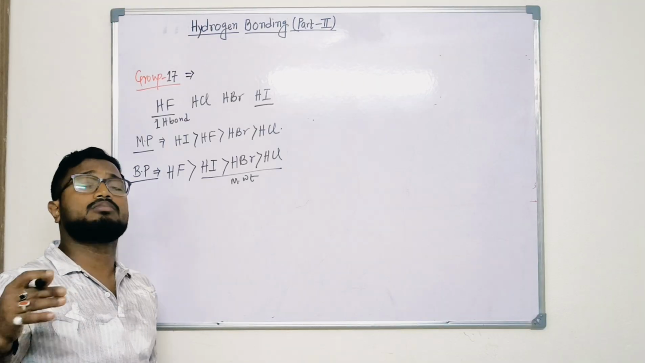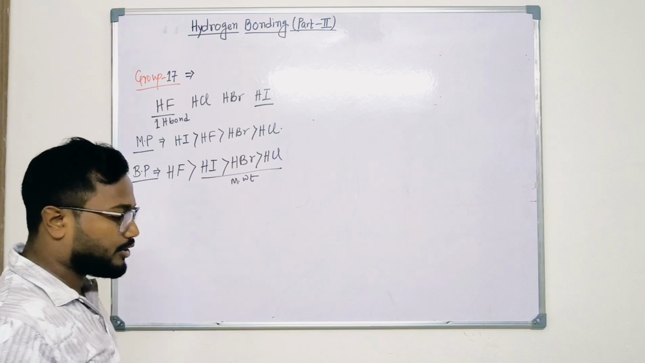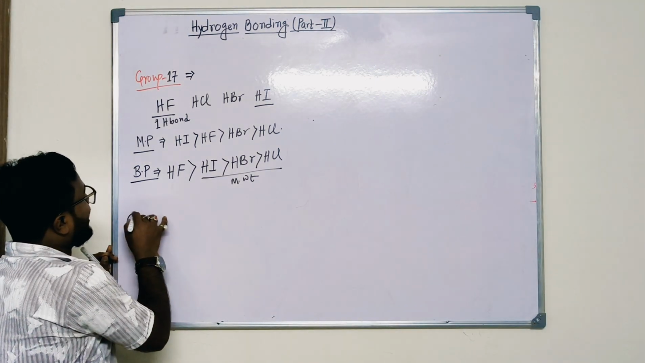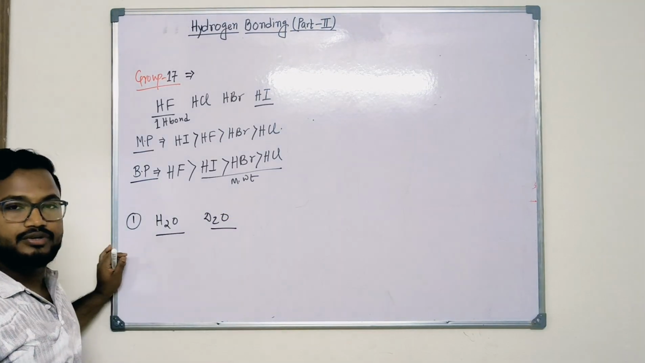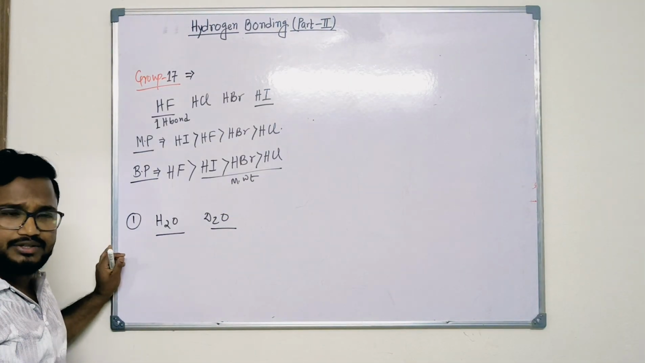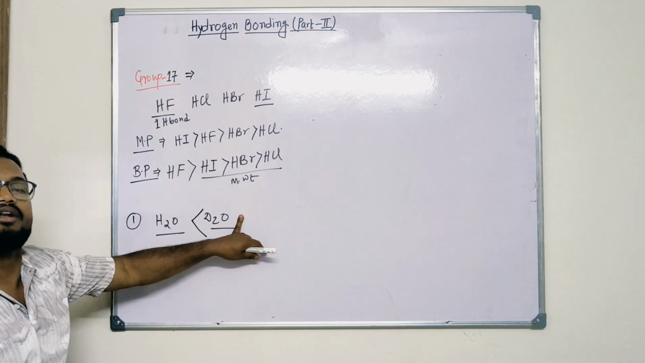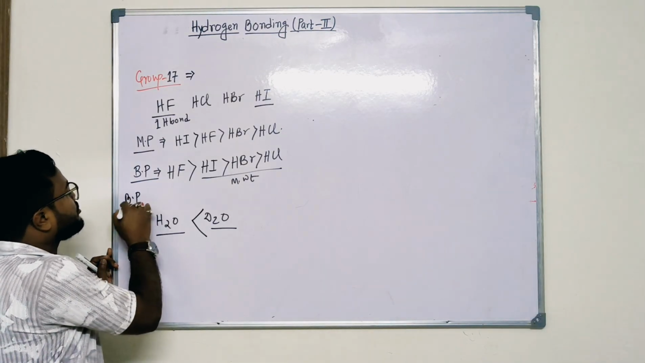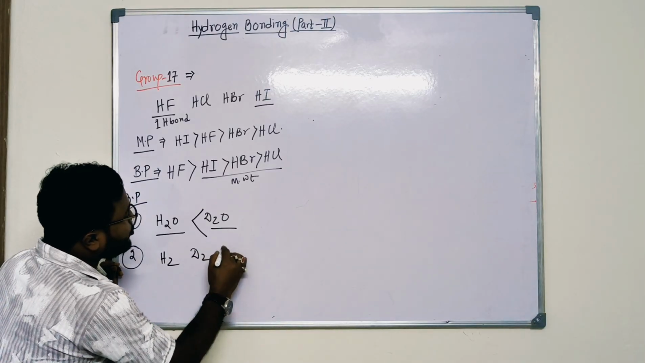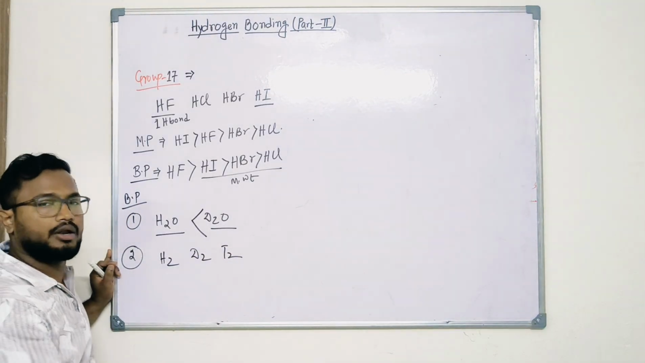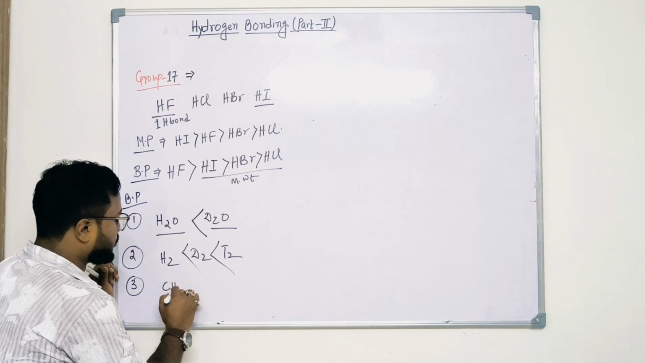Let us take a few more examples of hydrogen bonding related to melting and boiling point of molecules. For example, I have taken H2O and D2O. We have taken two isotopes, both showing hydrogen bonding, both have a better tendency. But D has more molecular mass. As a result, its boiling point is highest. Second question, we are taking H2, D2 and T2. In this case, molecular weight is the logic. T2 then D2.